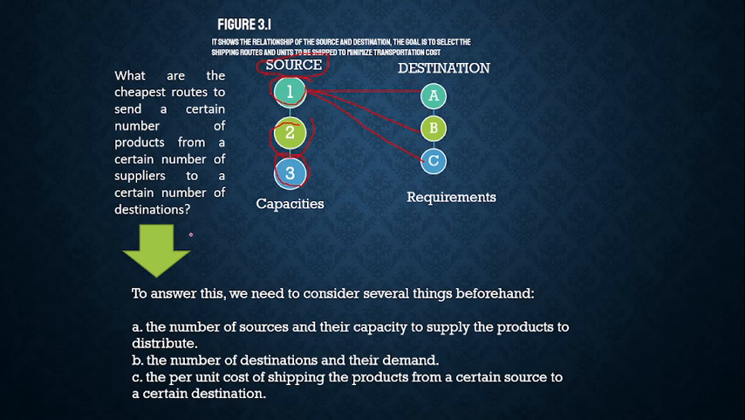And to answer this, we need to consider several things beforehand. Okay? So A, the number of sources and their capacity to supply the products to distribute. And B, the number of destinations and their demand. So in A, the number of sources, ilang sources ang magdi-deliver ng mga products and their capacity, magkano yung mga products, the availability of the products to supply and distribute.